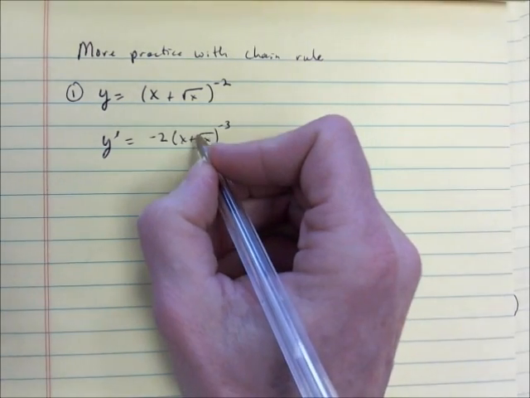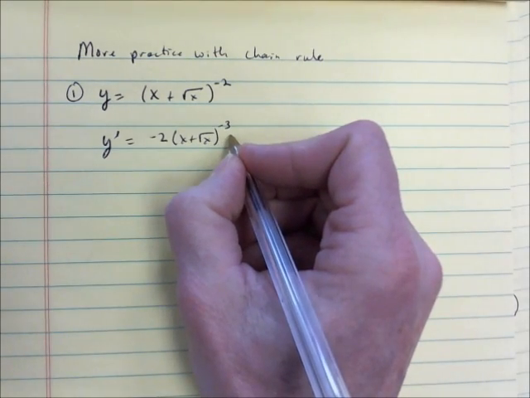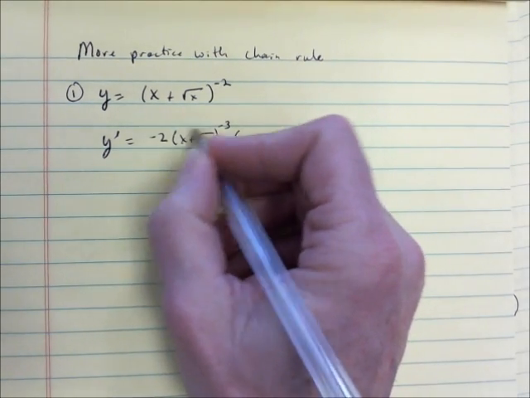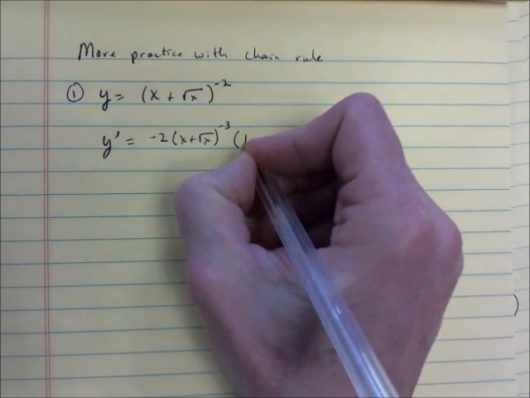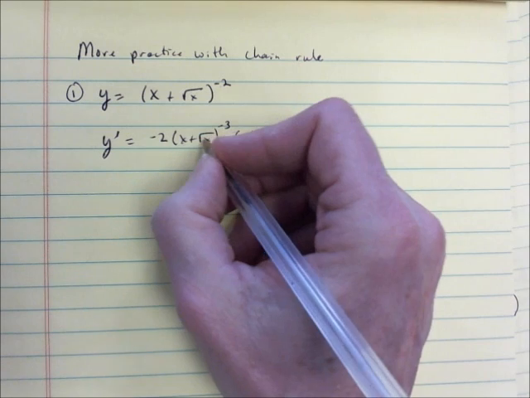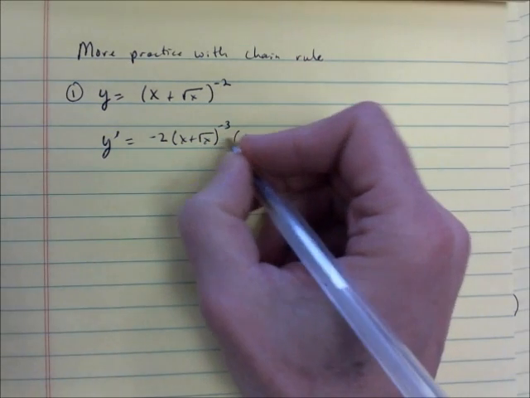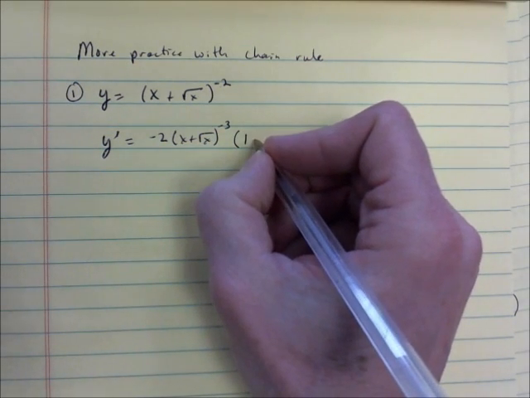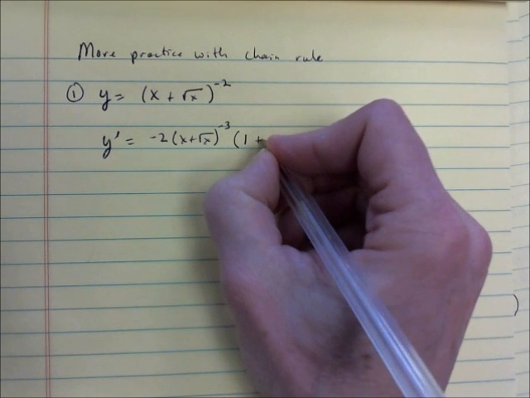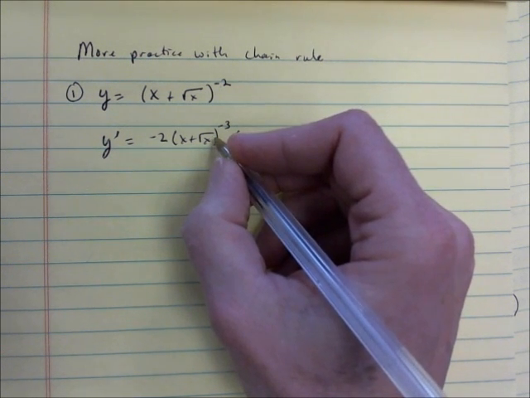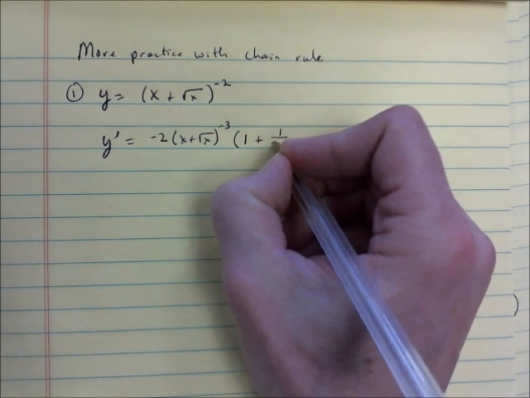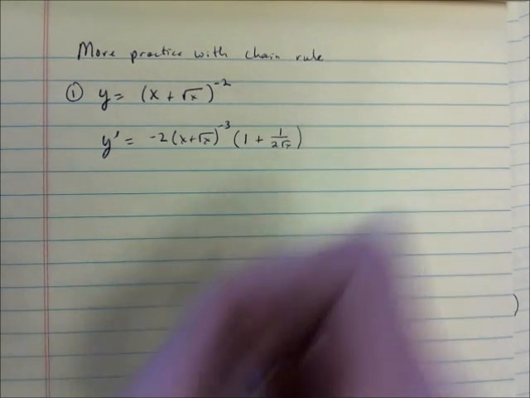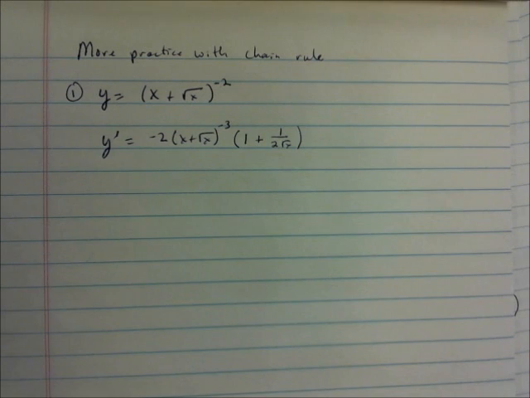That's without the chain rule, but then using the chain rule, you have to multiply that by the derivative of the inside. The derivative of the inside is 1 plus... the derivative of x is 1, and the derivative of the square root of x, which is x to the 1/2 power, I think we've done this quite a bit, is 1/2 times x to the -1/2, which is 1/(2 square root of x). All right, so that's the chain rule.